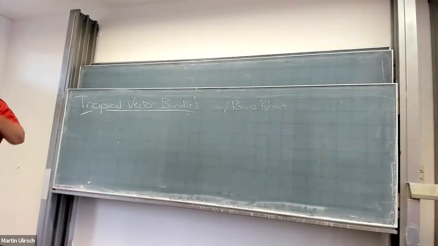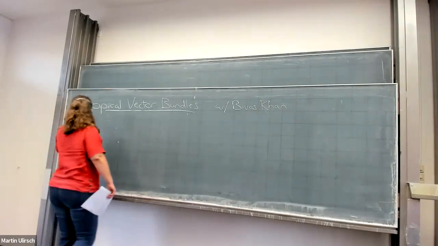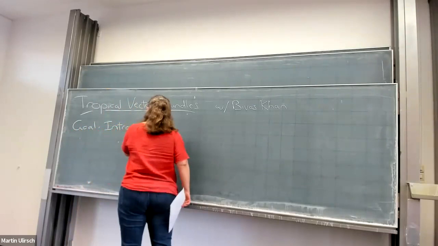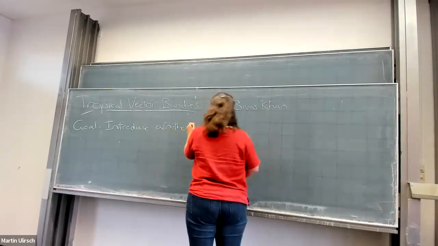So the main goal of my talk is to introduce, well, my first draft of the notes said "a," but let's say another construction of tropical vector bundles.